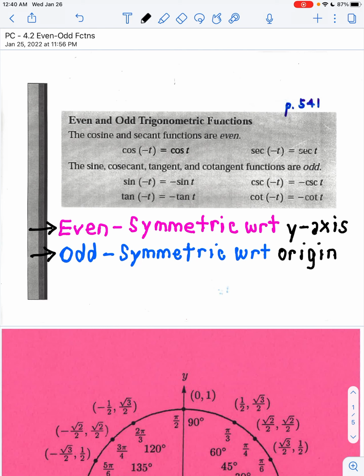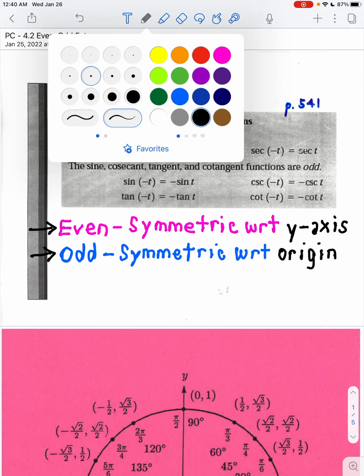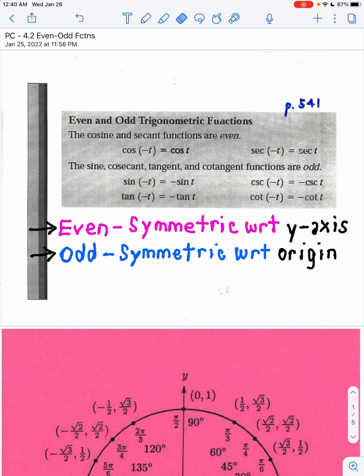So when it comes to trigonometric functions, there are two functions that are considered even, which are the cosine and the secant functions, which means if we were to graph them, they would be symmetric with respect to the y-axis. We will do that, but not quite yet. But we're going to focus in on what happens on the unit circle here in a moment.